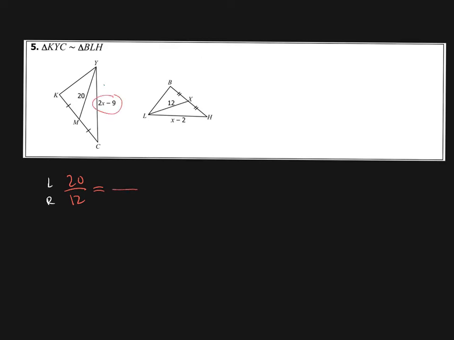So my left is going to be 2x minus 9. And that rolls with YC. YC are the last two letters. LH is over here. So LH is X minus 2. Okay, now when I cross multiply, don't forget to distribute into those parentheses. So you're going to get 20 times X minus 2 is equal to 12 times 2X minus 9. Okay, and you go ahead and finish up that one. And just so you know, that should work out to be a fairly nice answer.